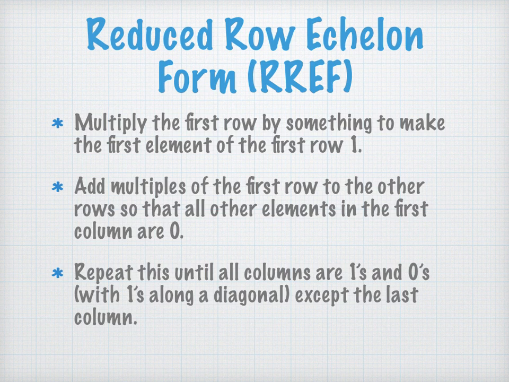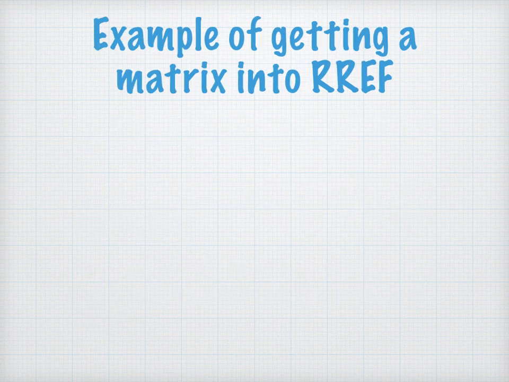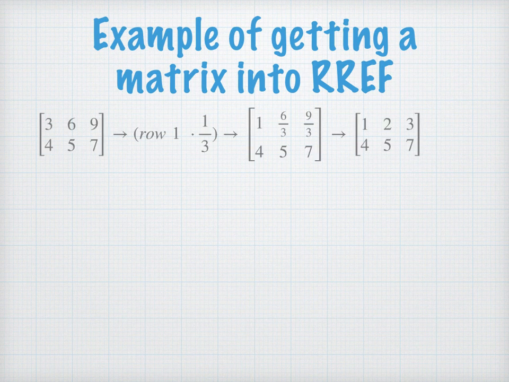And we're going to go through an example now of getting a matrix into row-reduced echelon form. So we are going to start with a 2 by 3 matrix, where the first row is 3, 6, 9, and the second row is 4, 5, 7. We want to get that 3 in our first row, first column, to become a 1. To get that to become a 1, we would have to multiply by 1/3. So we're going to multiply the entire first row by 1/3.